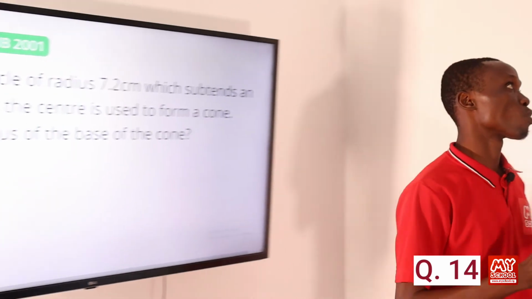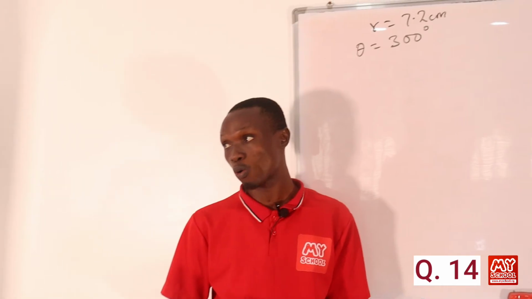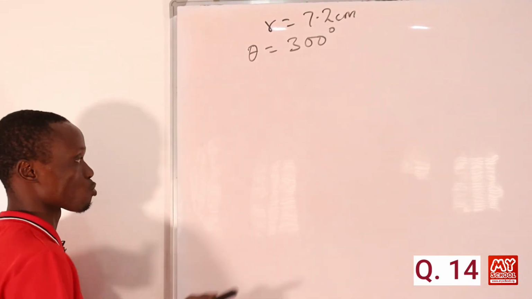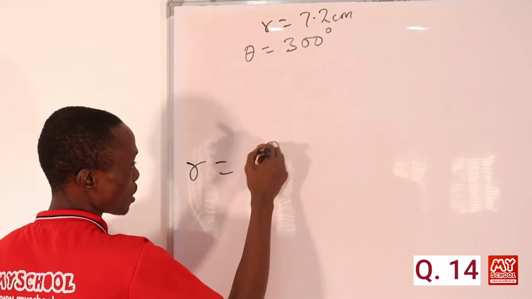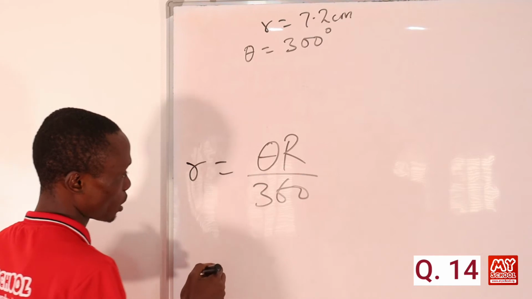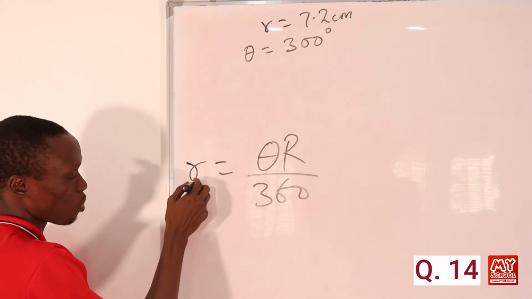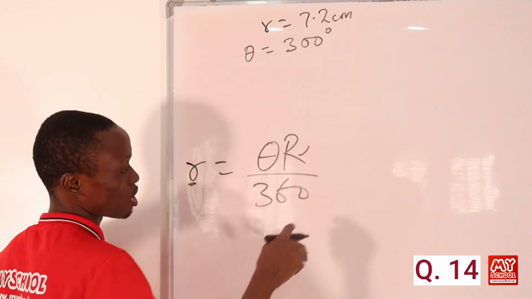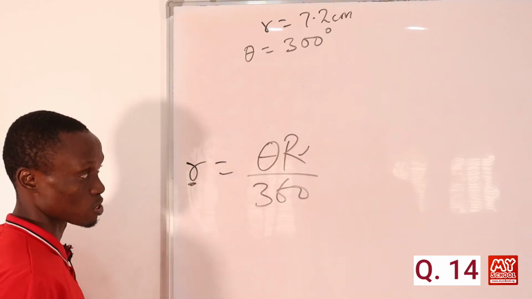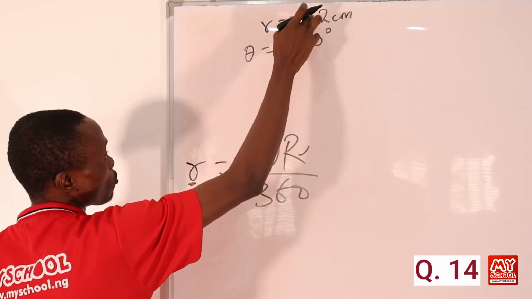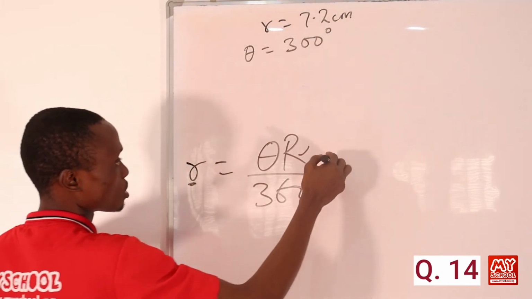Okay, so to calculate the radius of the base of the cone, we simply use this formula: r is equal to theta times big R divided by 360, where r here stands for the radius of the base of the cone, while this big R stands for the radius of the circle. But remember that in this question, the radius of the circle is equal to 7.2 centimeter. So we just put in our values.